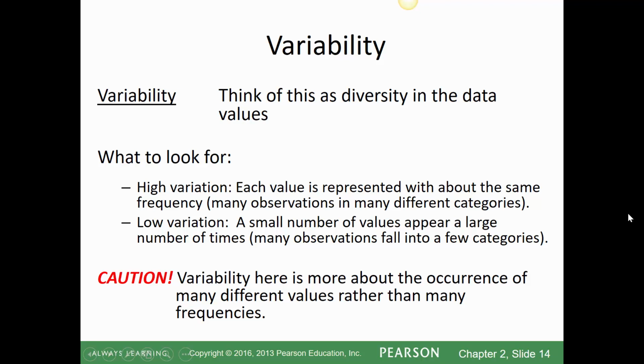So another thing that we can look at is variability. When you think of variability, you want to think about diversity in the data values. So here are some key things to look for. When we have high variation, we have a scenario where each value is represented with about the same frequency. Remember, frequency means number of times observed. And also, we want many observations in many different categories. And to describe a situation with low variation, you want a small number of values that appear a large number of times, or in other words, many observations fall into a few categories. So you can keep these two in mind.